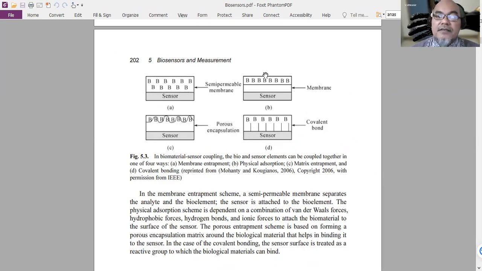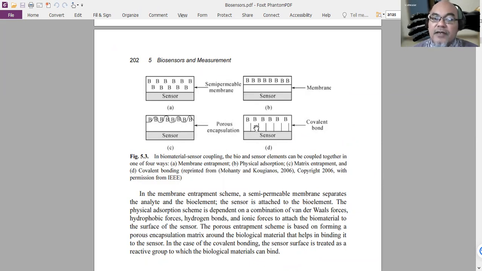B, this is physical adsorption. When there is a membrane, for example, on top of the sensor, the bioelement is attached to the surface of the membrane here by physical adsorption. C, this is matrix entrapment with the porous encapsulation. So the biomolecule or bioelement is filling the pore structure of that matrix.